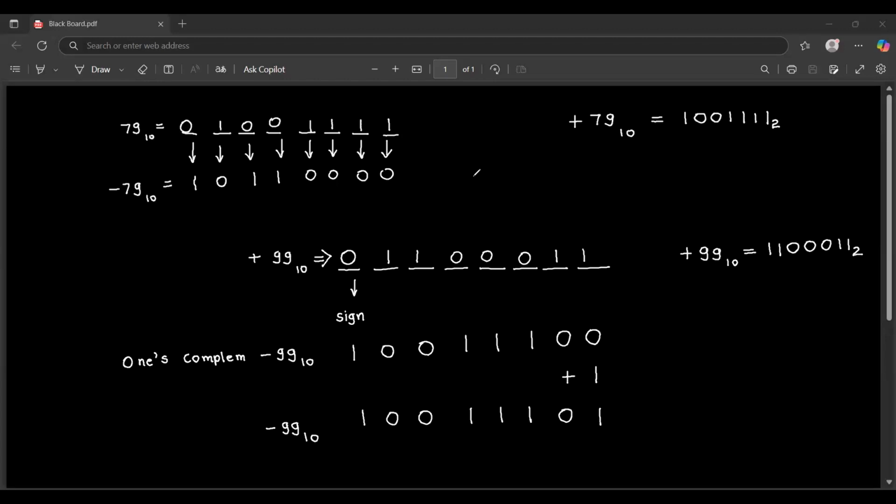I hope you understood the basic idea. Let's do some practice questions to come up with a good foundation. Let's say we have a simple number like 5. Well, we know positive 5 to the base 10 can be represented as 101 to the base 2.